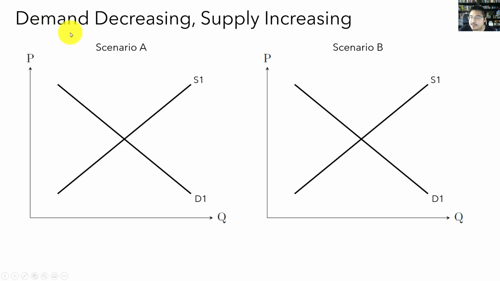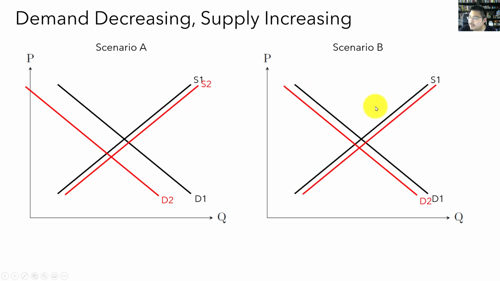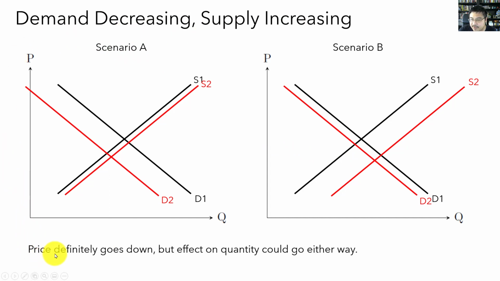And now let's look at what happens when demand decreases and supply increases. Again, two scenarios. In scenario one, the demand decreases by a lot, but supply increases by a little, and we can see that price goes down and quantity also goes down. In scenario B, demand goes down by a little, supply goes up by a lot, and what you can see is that price goes down, but quantity goes up. Okay, so what can we say about when demand is decreasing and supply is increasing? We can say that the price is definitely going to go down, but the effect on quantity could go either way.